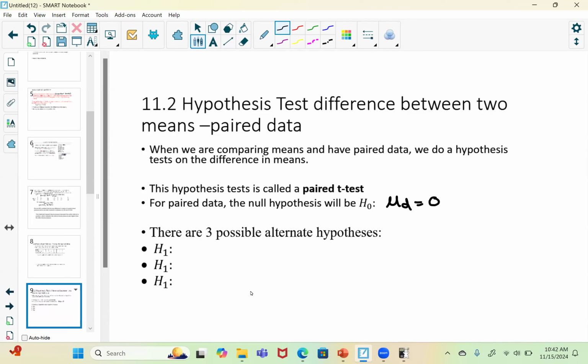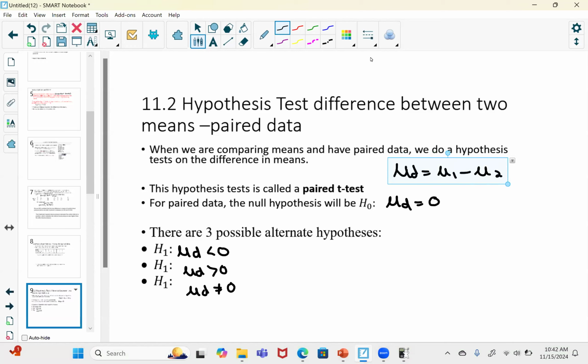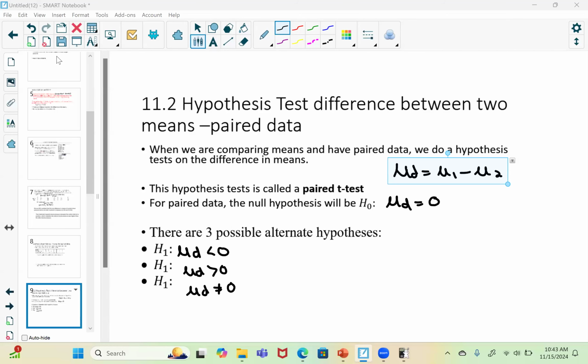It's always mu d. And then the alternative is mu d is either less than 0, mu d is greater than 0, or mu d does not equal 0. So left-tailed, right-tailed, two-tailed. And we define mu d usually as mu1 minus mu2. And so those are the three alternatives.